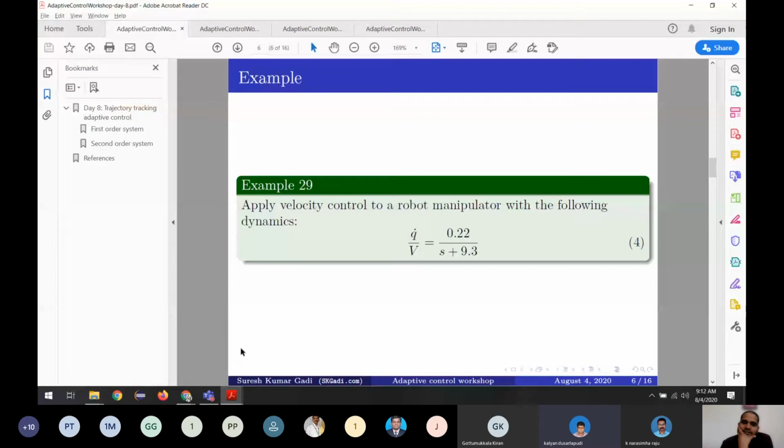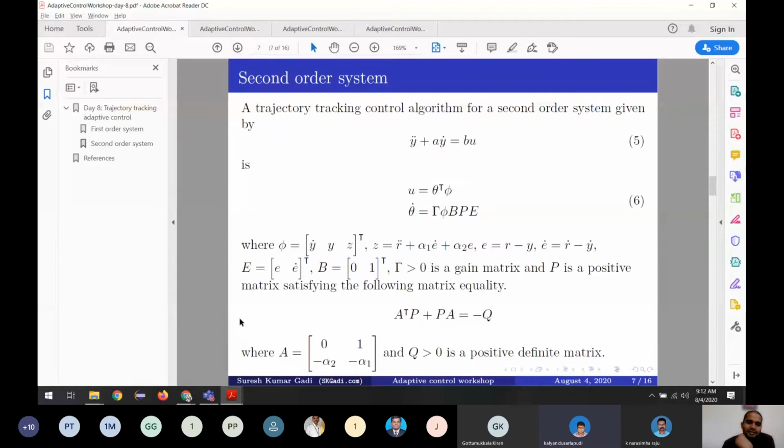Okay, let's go to the second order system then. I think no doubts. Here the algorithm gets a little complicated, and the explanation for this is given at the end. We will see this at the end.